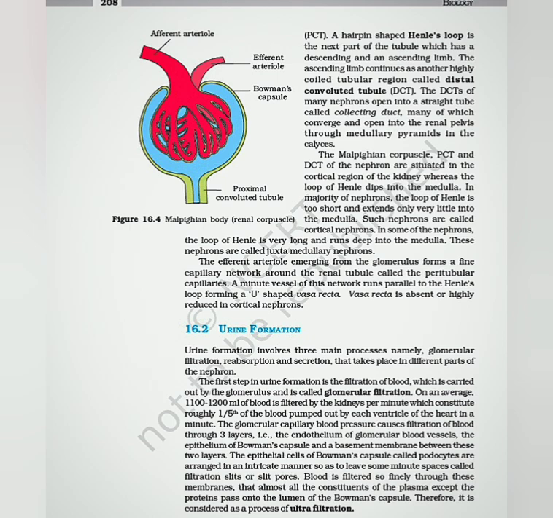The glomerular capillary blood pressure causes filtration of blood through three layers, that is, the endothelium of glomerular blood vessels, the epithelium of Bowman's capsule, and a basement membrane between these two layers. The epithelial cells of Bowman's capsule, called podocytes, are arranged in an intricate manner so as to leave some minute spaces called filtration slits or slit pores. Blood is filtered so finely through this membrane that almost all the constituents of the plasma except the proteins pass into the lumen of Bowman's capsule. Therefore, it is considered a process of ultrafiltration.